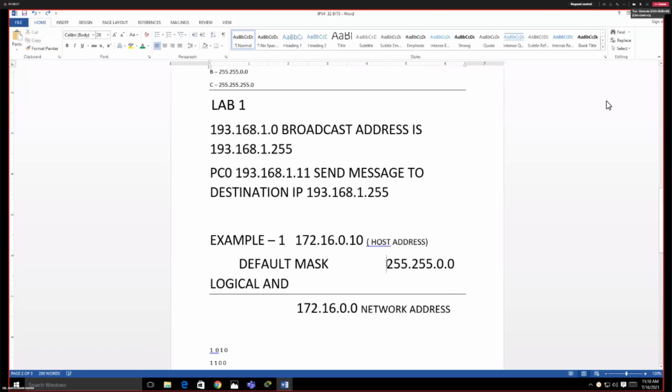So this is the purpose of default mask. And I hope the default mask is clear to all of you.